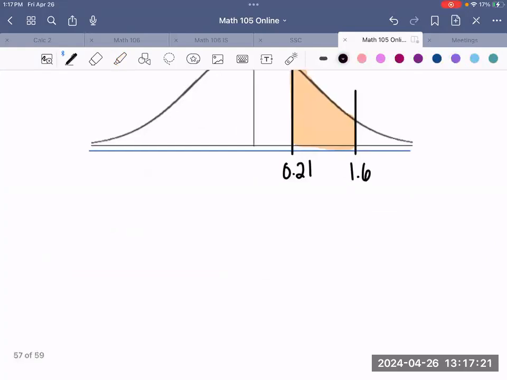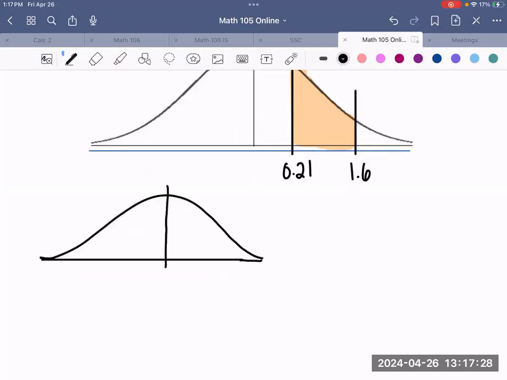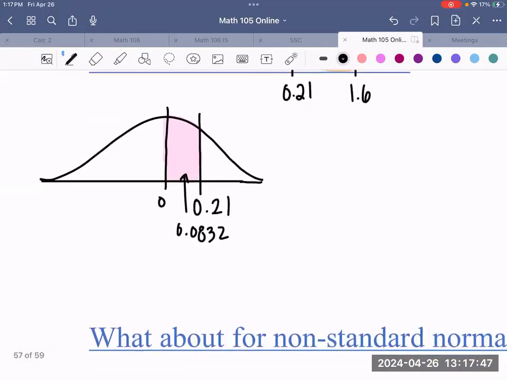So our first step that we have to do, as always, is calculate your probability of that first one. So from 0 to 0.21. So let's go ahead and get that probability, because your Z tables always go from 0 to that value. Now this will give us 0.0832. And if we were to do it one more time with your next value, let's do that one more time.